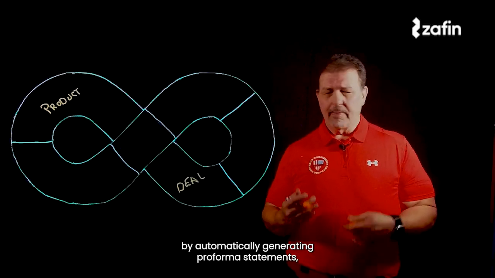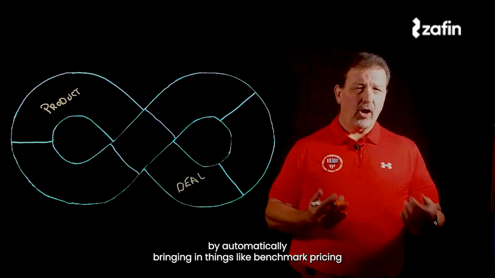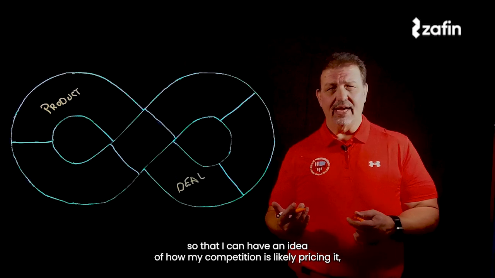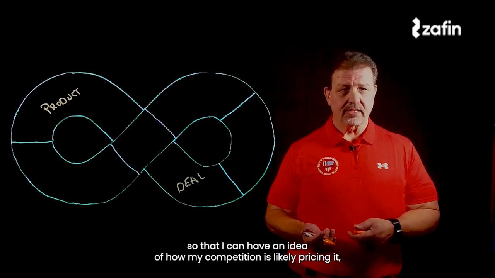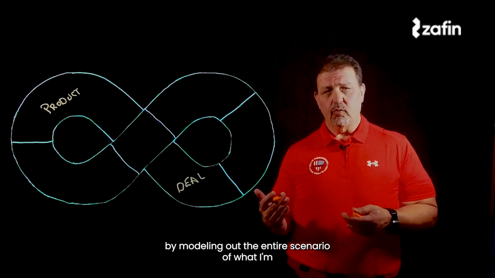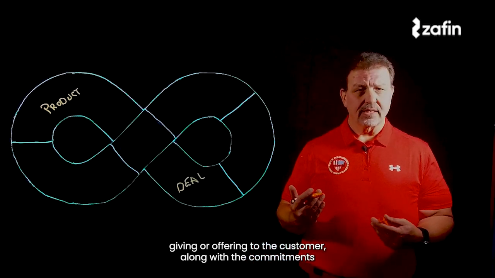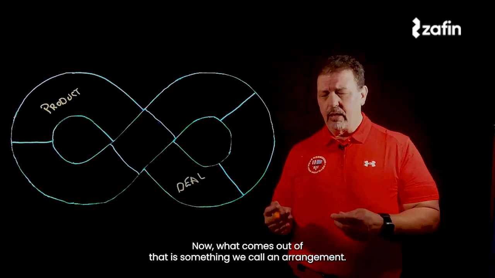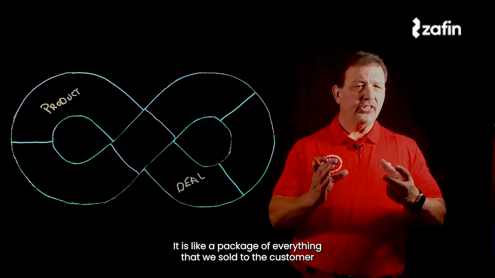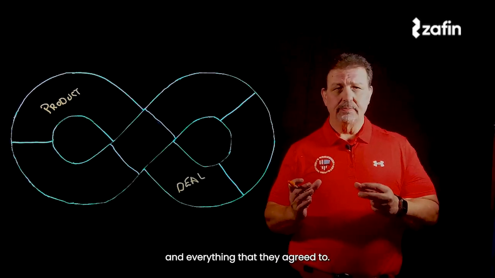This can be a very complex and competitive thing, but with Zafin's Deal Manager, we make that a lot easier by automatically generating pro forma statements, by automatically bringing in things like benchmark pricing so that I can have an idea of how my competition is likely pricing it, by modeling out the entire scenario of what I'm giving or offering to the customer along with the commitments that they're offering back. Now, what comes out of that is something we call an arrangement. It's like a package of everything that we sold to the customer and everything that they agreed to.